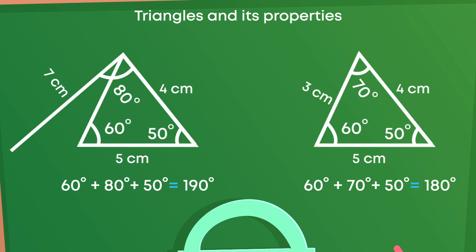So, you see that when the sum of the angles was more than 180 degrees, you could not form a triangle. But when the sum was 180 degrees, you could form the triangle. The sum of the angles of any triangle should be 180 degrees. We call this the angle sum property of a triangle.